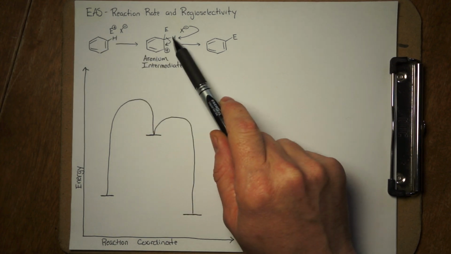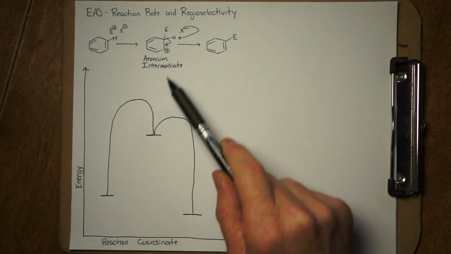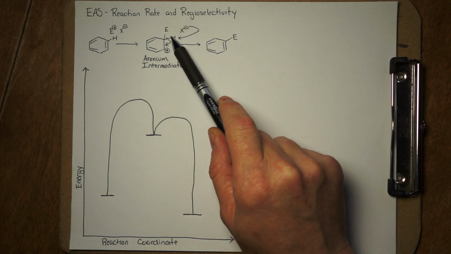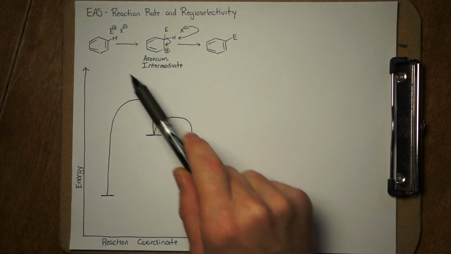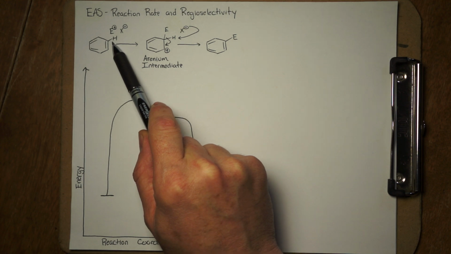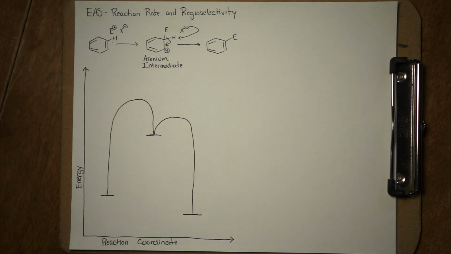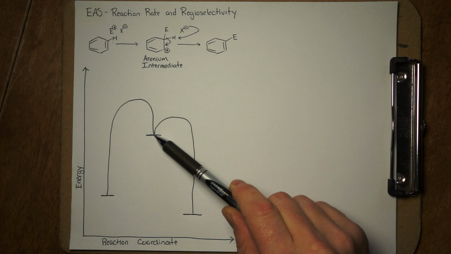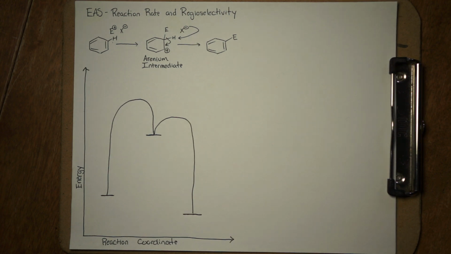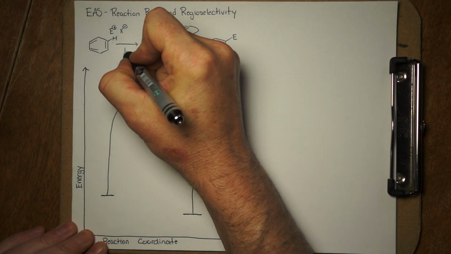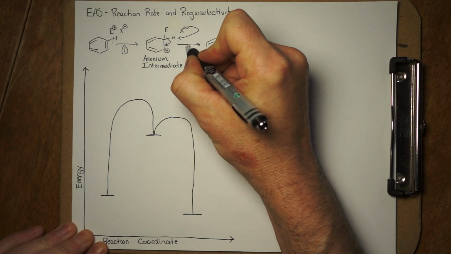Pi electrons break, make a bond to the electrophile, and then some base comes along, plucks off a proton, and we re-aromatize. So we're doing the substitution, substituting a hydrogen for an electrophile. Remember, this is a two-step mechanism, right? So step one, step two.